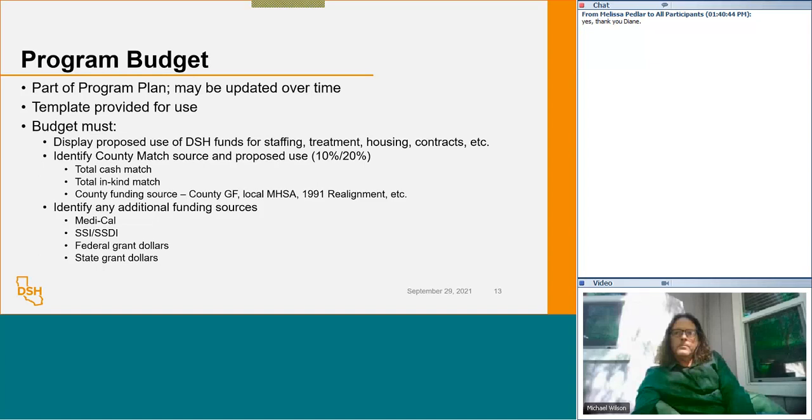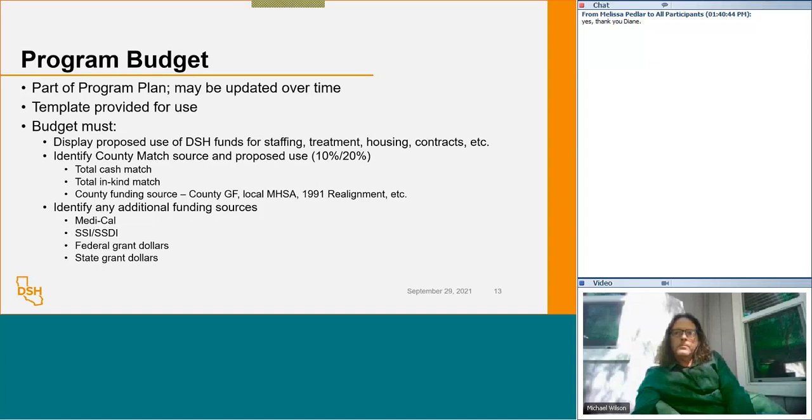The other types of funding sources that you may be able to draw down to help support this program, and that we've seen other counties pull on, would be sources such as Medi-Cal, SSI, SSDI. If you have any specific federal grant dollars that could be applied to a program like this, or other state grant dollars. And these additional funding sources, just to be clear, cannot be counted towards your county match. They are separate from your county match.